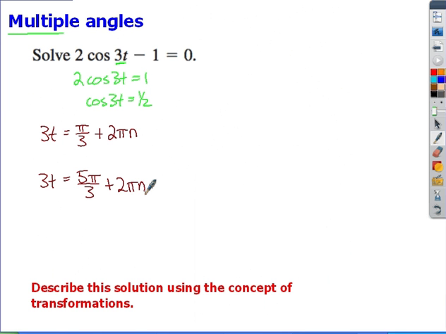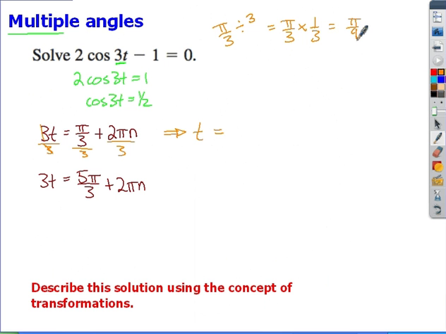Normally we would be done, but with this problem, we're not trying to solve for 3t, we're trying to solve for t. So in that case, we just divide everything by 3. So t equals, the 3's cancel, pi divided by 3 divided by 3. That equals pi divided by 3 multiplied by 1 over 3, which equals pi over 9.